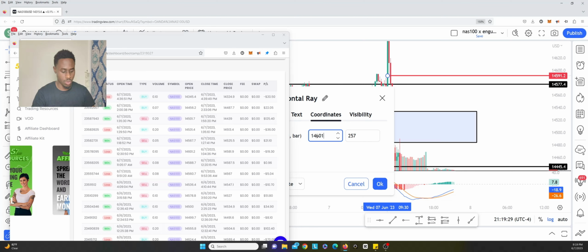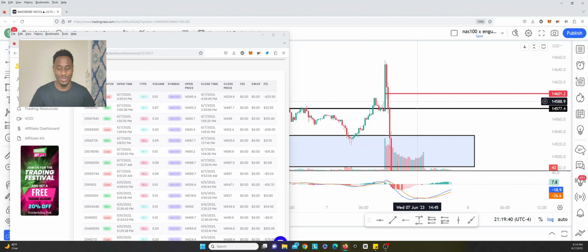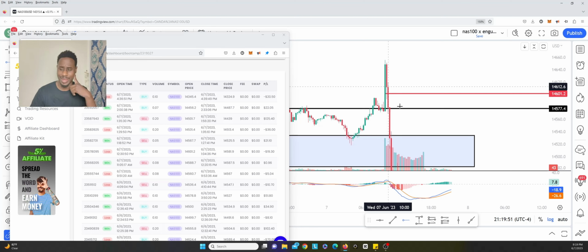601.2. So this is where I entered this trade to the buy side. But what exactly happened? I was up in profits nicely at the start of the day. However, I wanted to let my winner ride, so I held it. But then I had to move up my stop loss because this was going against me, so it closed me out on the 10 o'clock candle.